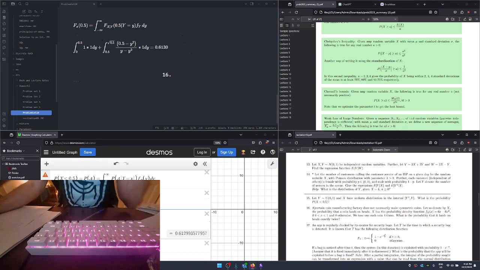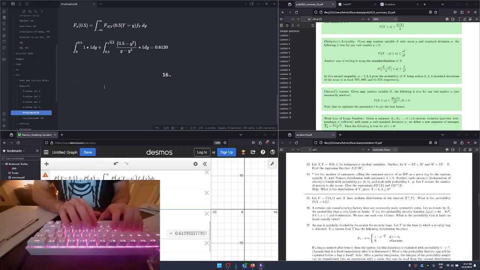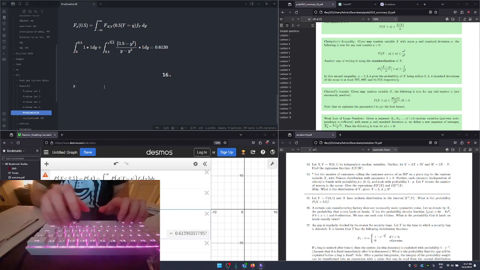So 16. A certain coin manufacturing factory does not necessarily make symmetric coins. Let us denote by x the probability that the coin lands on heads. X has a probability density function f of x equals 6x squared. If we toss one such coin 4 times, what is the probability that it lands on heads exactly twice?